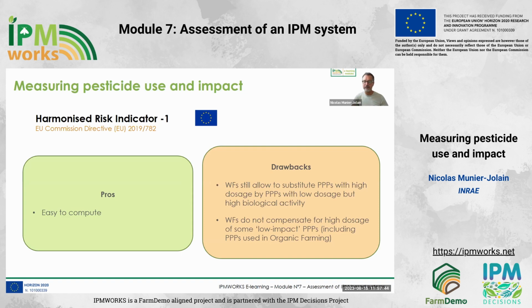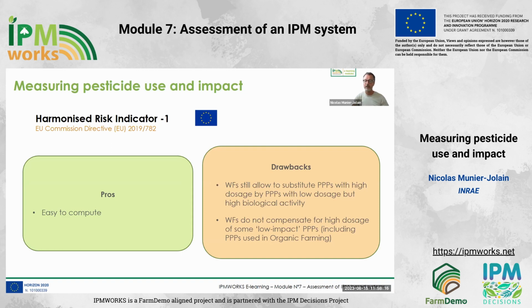There are some drawbacks, among which that we have some weighting factors, but those weighting factors are not so different, and they still allow to substitute plant protection products with high dosage by plant protection products with low dosage but high biological activity. And this still can decrease quite a lot the value of the harmonized risk indicator.